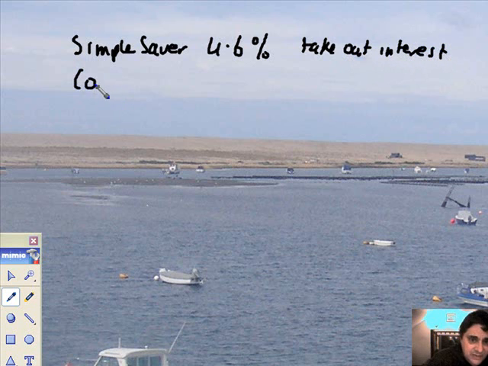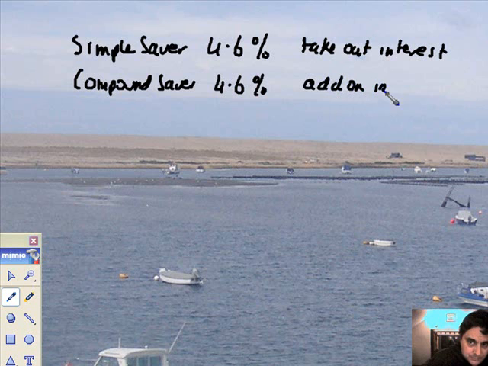And the compound saver, the option is to go for 4.6%, and you add the interest on at the end of each year. Now I like this question because we can see the difference between taking out the interest every year and leaving it there year on year. Just see what the difference is going to be. Work out how much interest Roy will get if he uses the compound saver.